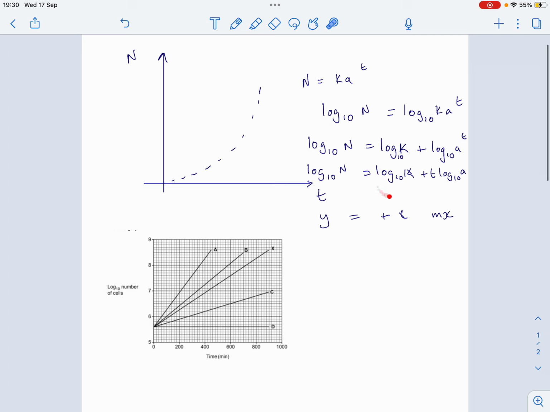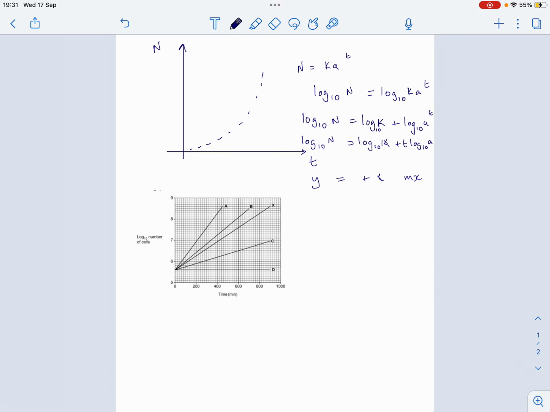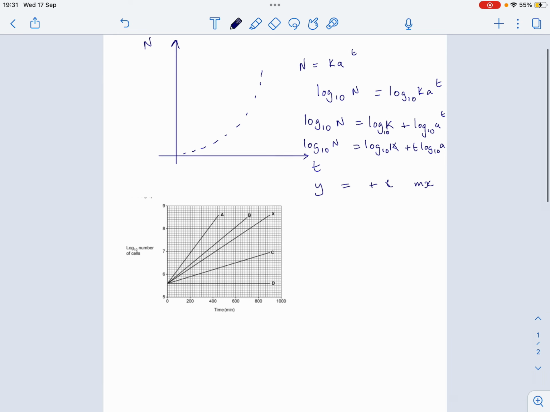So we're going to be able to equate those two things, find that value, which is going to be helpful in solving your problem. The x variable is time. So that means that this m, the gradient of this graph, is equivalent to log base 10 of a. So we're going to be able to form two equations, find those values, and then substitute them in and solve the problem for when it's 10 hours.